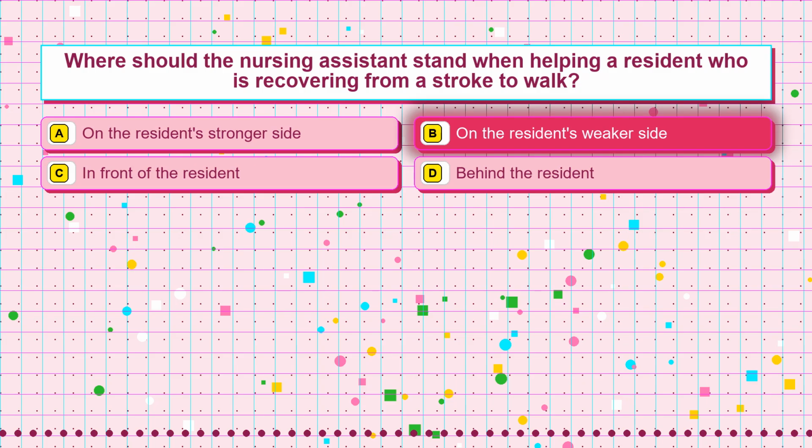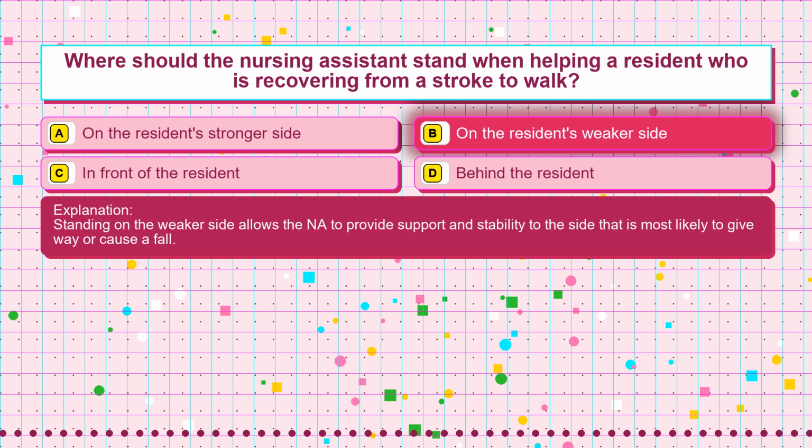The correct answer is option B. On the resident's weaker side. Standing on the weaker side allows the NA to provide support and stability to the side that is most likely to give way or cause a fall.